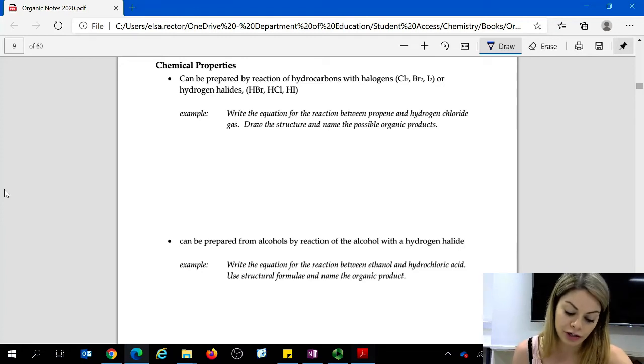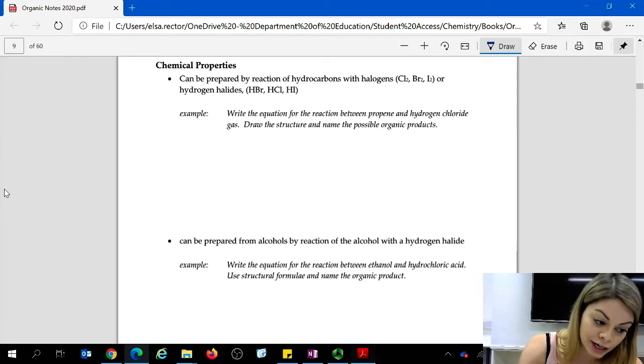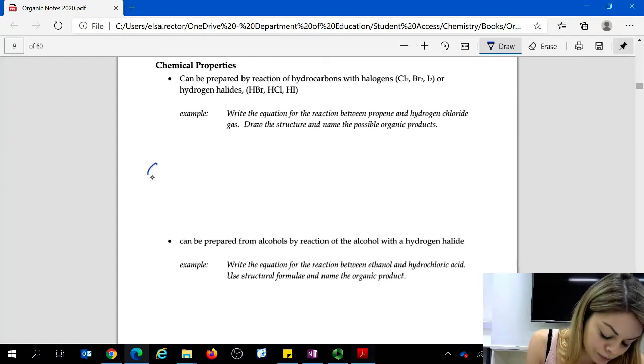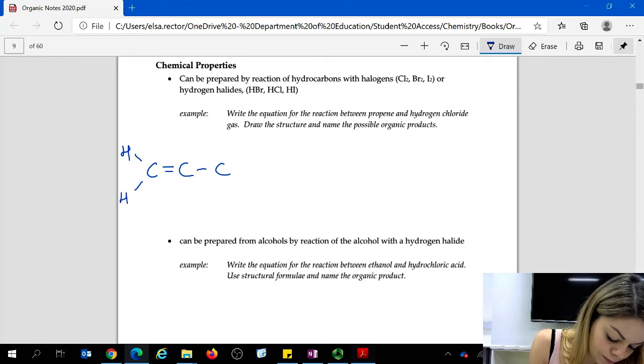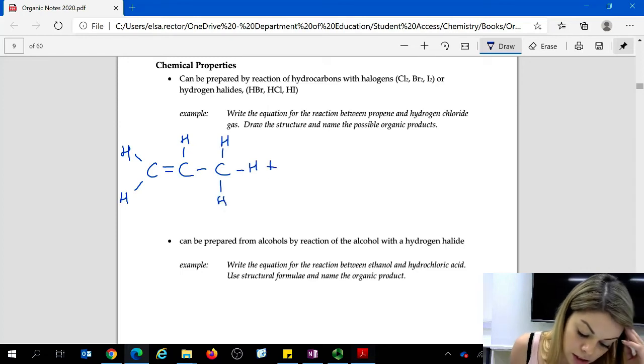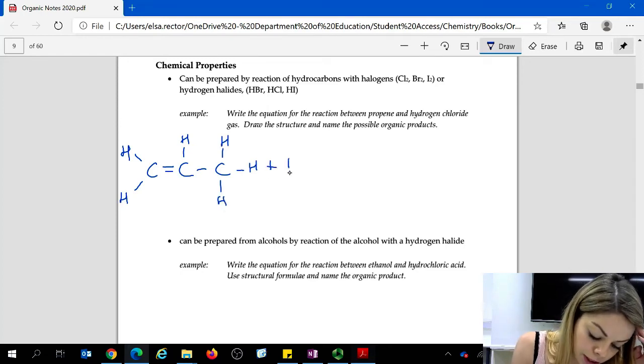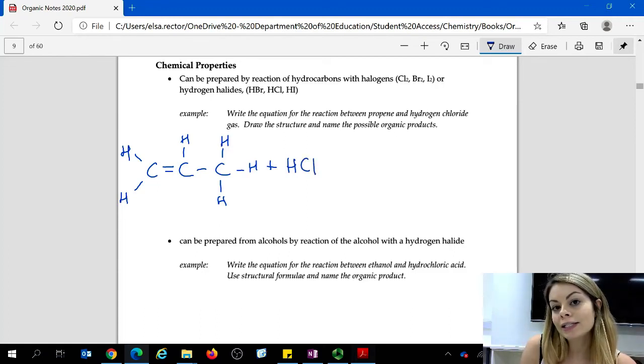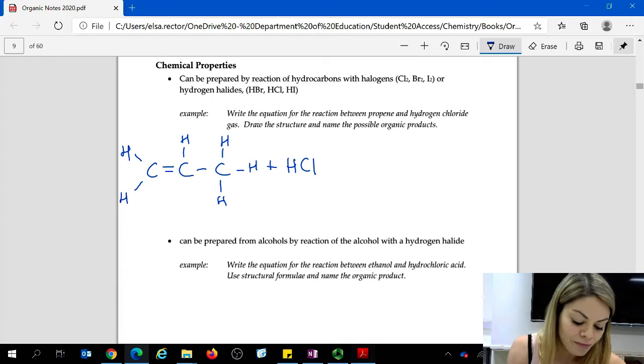Draw the equation for the reaction between propene and hydrogen chloride. Propene looks like this. And we're mixing that with hydrogen chloride, HCl. Hydrogen chloride as a gas is called hydrogen chloride, not hydrochloric acid. It's only an acid if it's dissolved, if it's aqueous. All right, and what do we get?